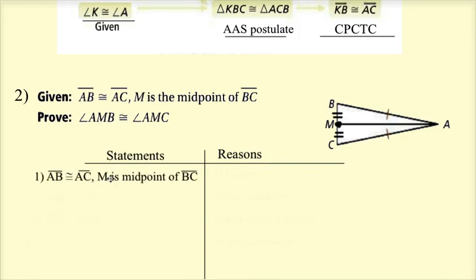So the given is always step 1. I put all the given together. You can list it separately, but you don't have to. AB is congruent to AC, and M is the midpoint of BC. So that's my given.